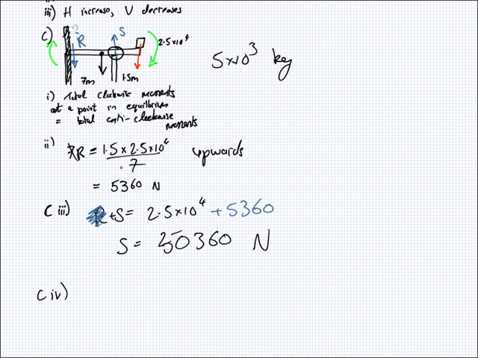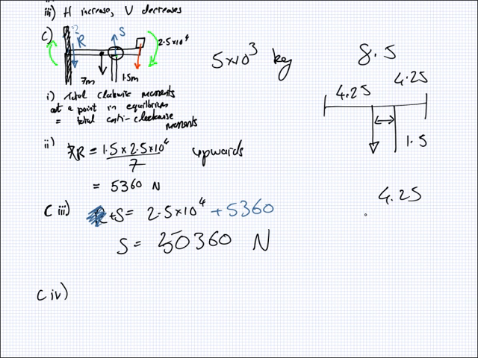Oh, okay. So if the whole thing is 8.5, then the center of gravity should be here at 4.25, and the Y here is at 1.5. So they want this distance, is it? Yeah. So that's 4.25 minus 1.5. 2.75 meters. Right, what's next?